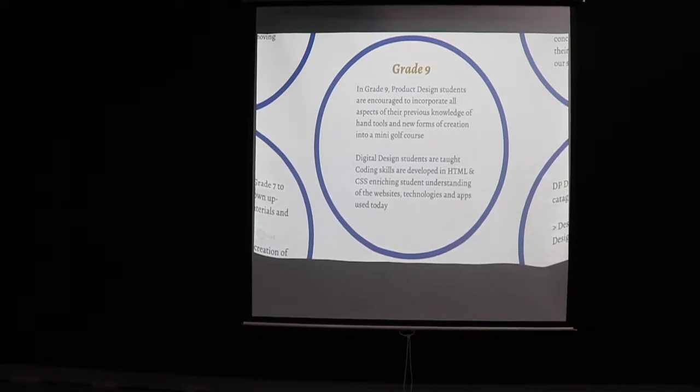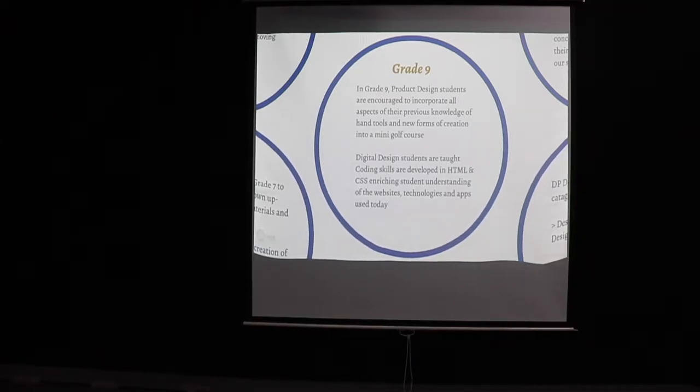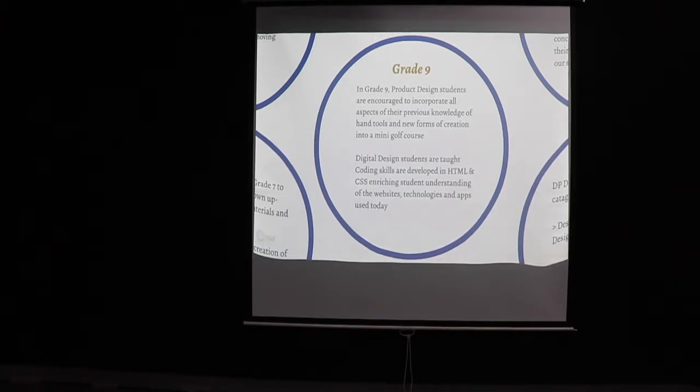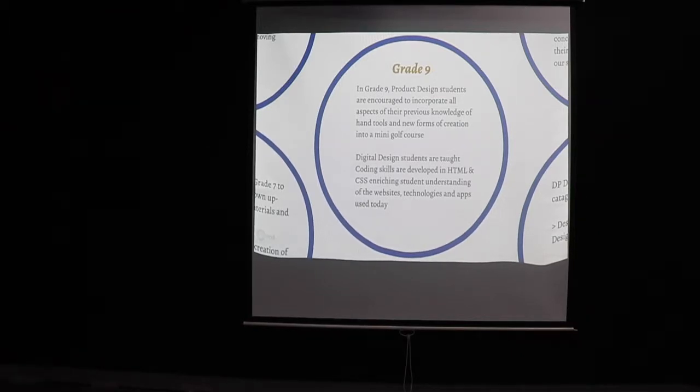We see a really independent student in grade 9, someone that really wants to use all of these new skills. In product design, what we start to do is incorporate everything that they've done so far. From grade 6, they've learned about materials, they've learned about hand tools. In grade 7, they've looked at 3D modeling. In grade 8, they've looked at 3D modeling. And now in grade 9, what we're looking for is for them to combine the two of those. And we're making a small little mini golf course.